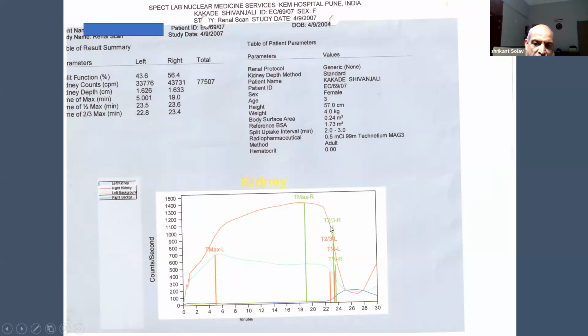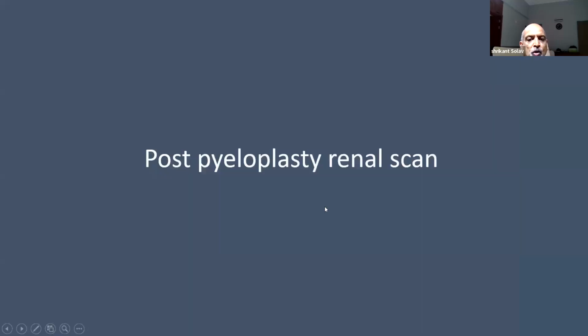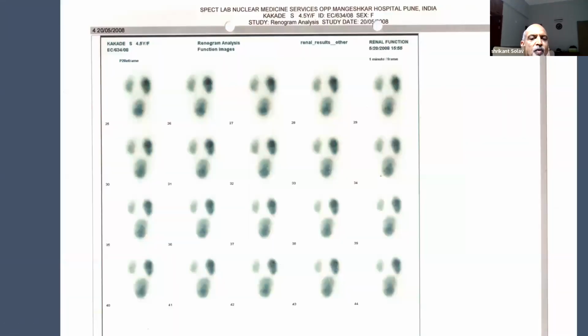So do not take this as a downsloping curve. The study ends at 22 minutes, and that's why there's a false impression that it's downsloping. It ends here. So that's where you can see there's so much retention. Now the post-pyeloplasty renal scan, that was in 2008.